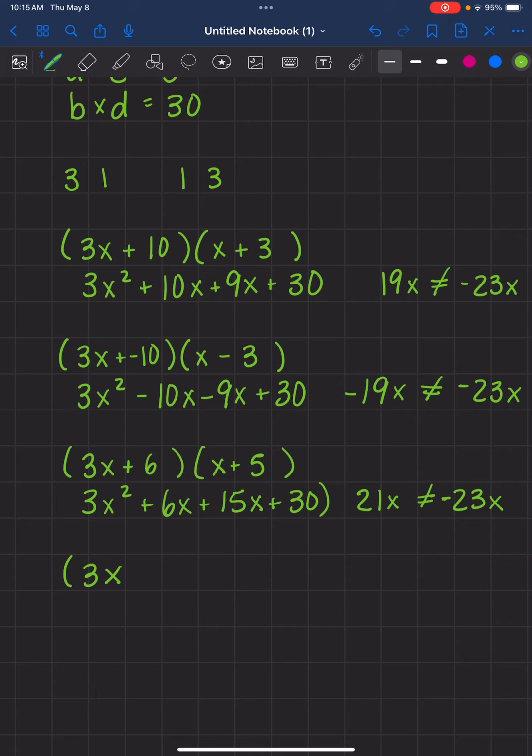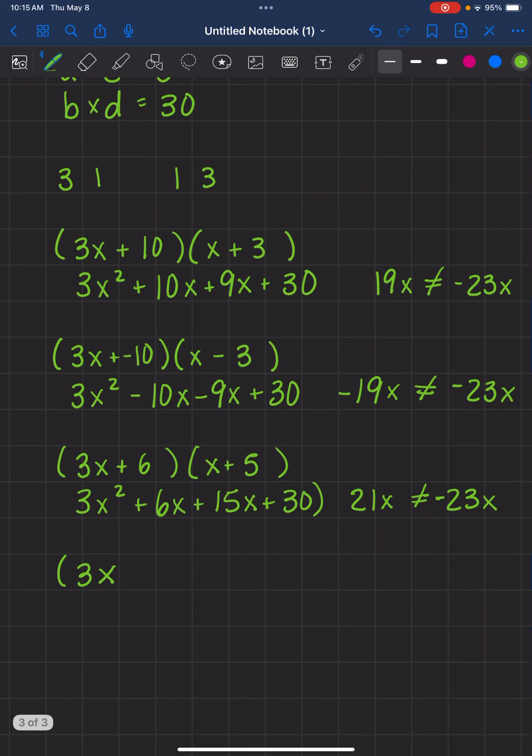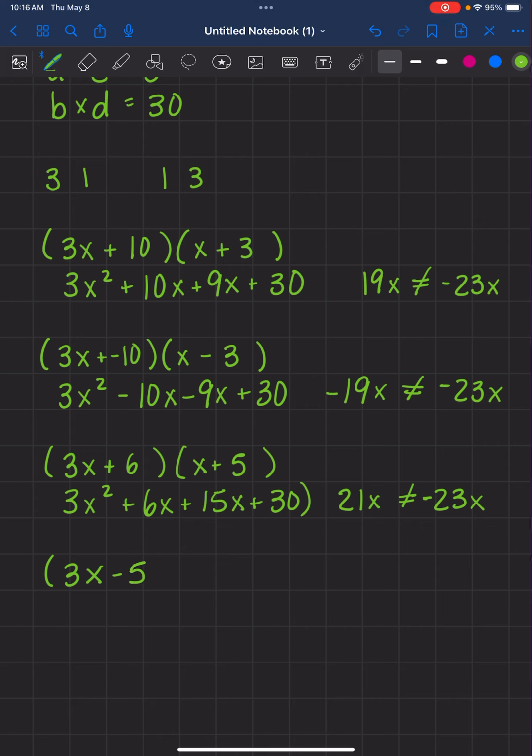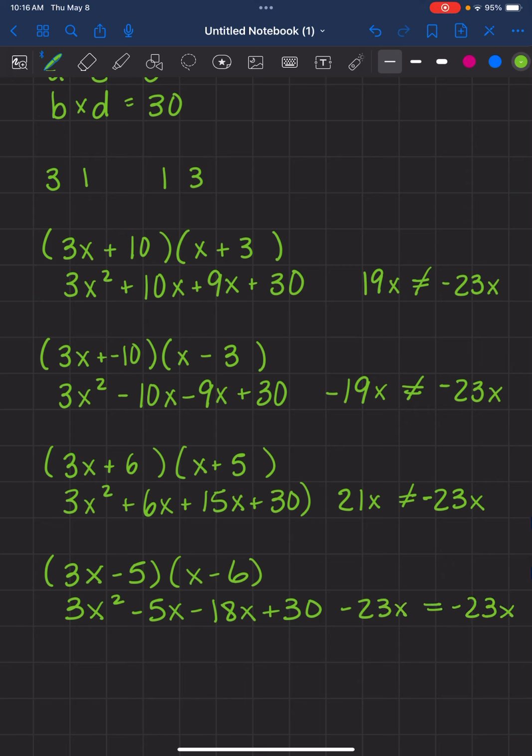3x, let's see, it seems like we need to use negatives here since we need to end up with a negative 23. So let's say 3x minus 5 and x minus 6. Maybe that will work. So 3x squared minus 5x minus 18x plus 30. And now we have minus 5 minus 18 is negative 23x. And that equals our goal.